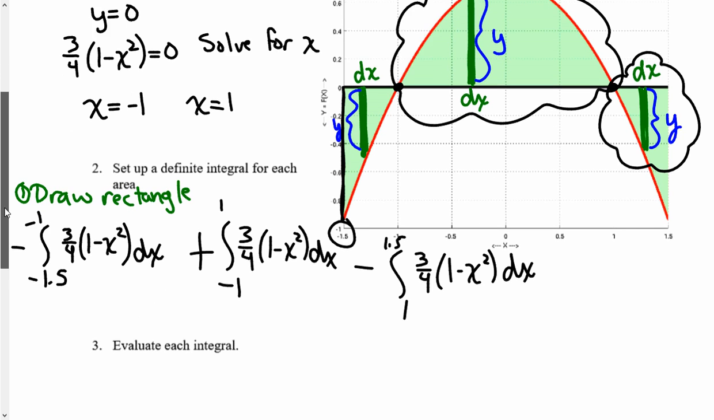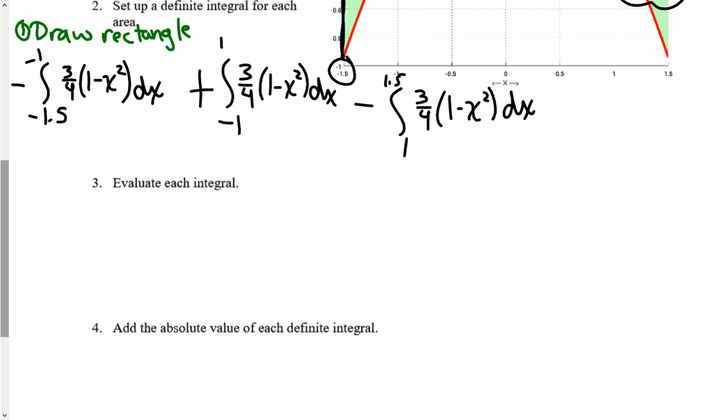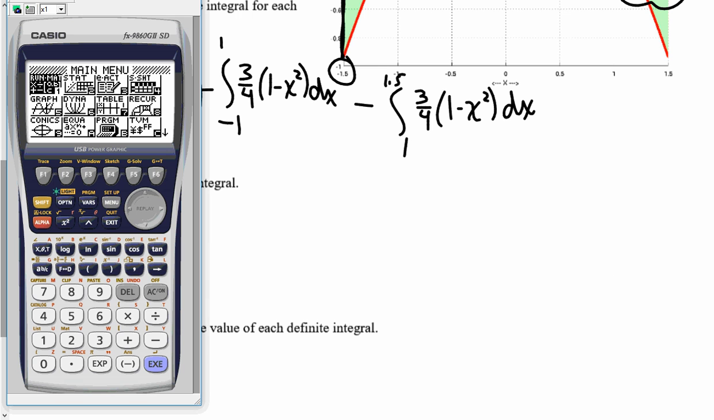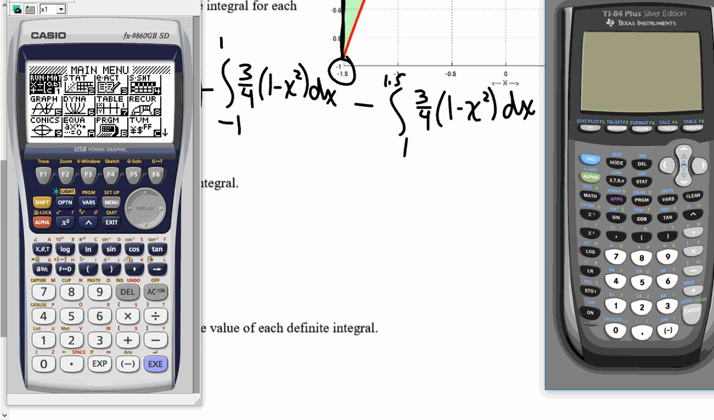Moving on to number 3. What I'm going to do now is grab our calculator to evaluate each of these integrals. If you have a TI, you're going to grab your calculator. If you have a Casio, you're going to grab your calculator and evaluate the first integral. So if you would please evaluate just that first integral, we should get a negative value. Pause the video here to enter the first definite integral in your calculator.